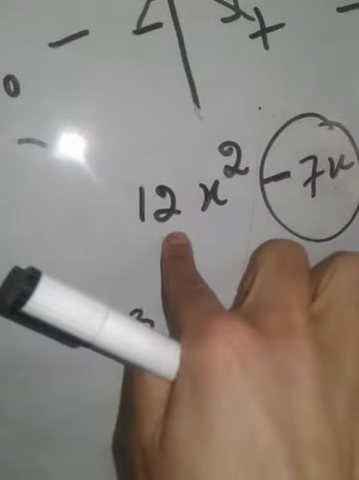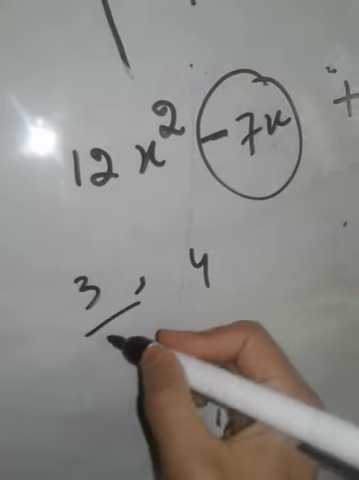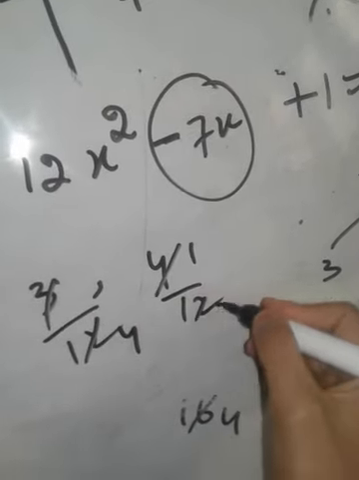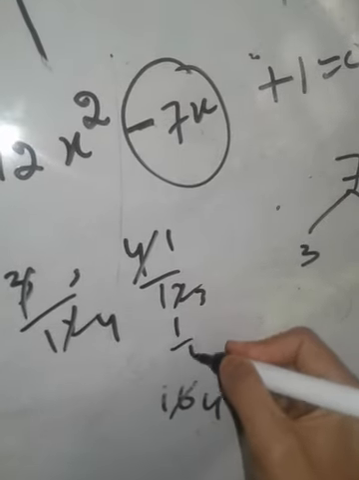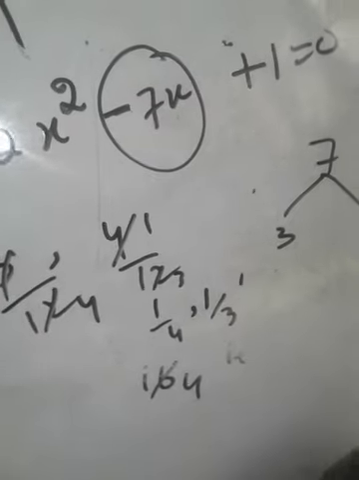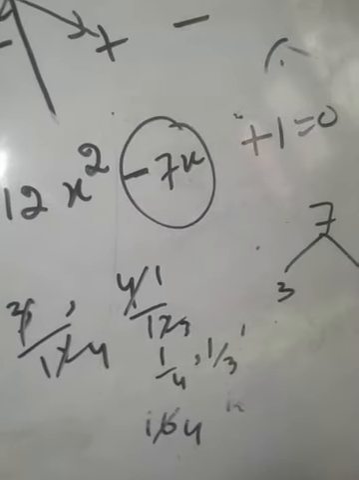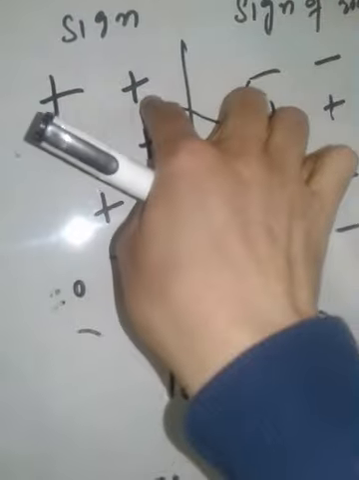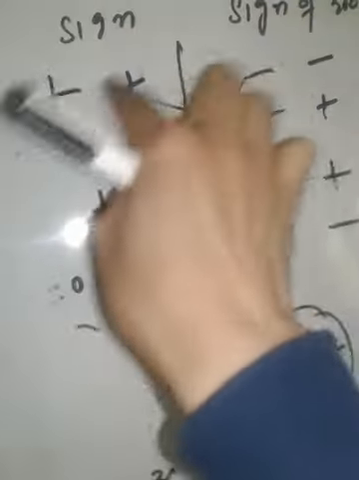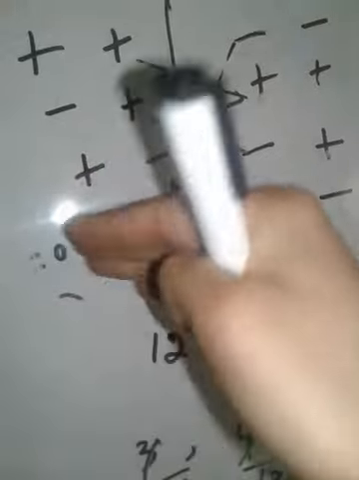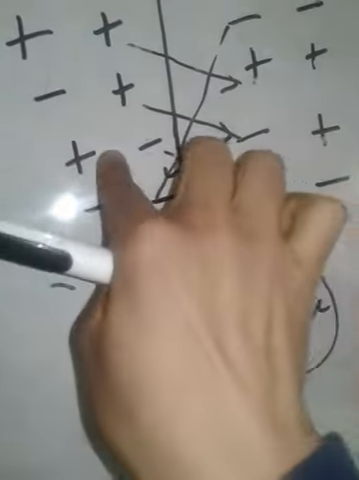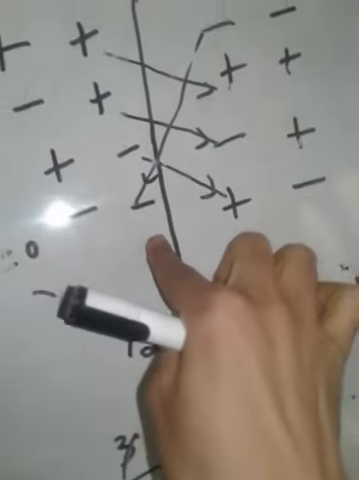But you have to divide by the coefficient of x square. So 3 1s, 3 4s, 4 1s, 4 3s. Roots will be 1 by 4, 1 by 3. This is your answer. So we have learned these notations, plus plus, minus minus. Inshallah, in the subsequent videos we will do questions related to plus minus and minus plus.